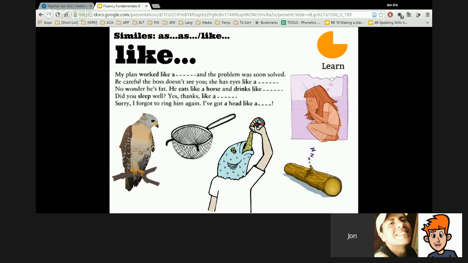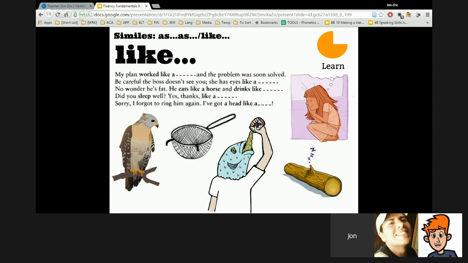Giancarlo, my plan worked like a what? You got to look at those pictures just like before. If there are any questions about what is in the pictures, just let me know. My plan worked like a, and the problem was soon solved. Take a look at the pictures, make sure they're clear, by the way.